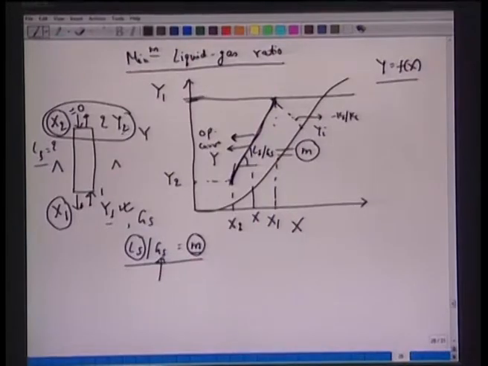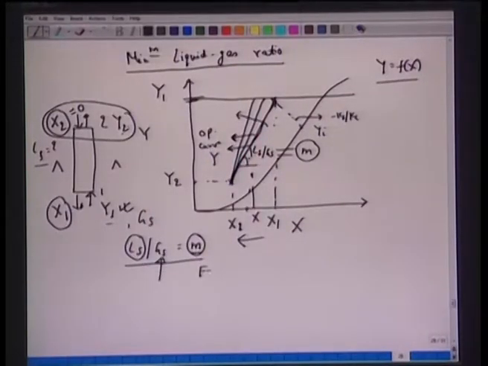So if we increase the Ls by Gs, the line will move in this direction. What does it mean? For a given Gs, if we increase the slope, all it means is the amount of liquid has increased, the liquid flow rate has increased, and if the liquid flow rate increases, you can see here that the concentration x goes in this direction. Okay, let's note this down.